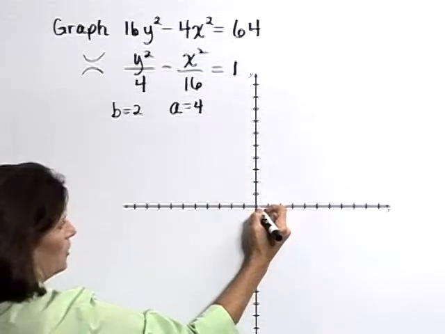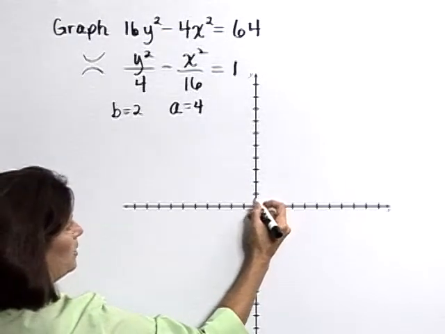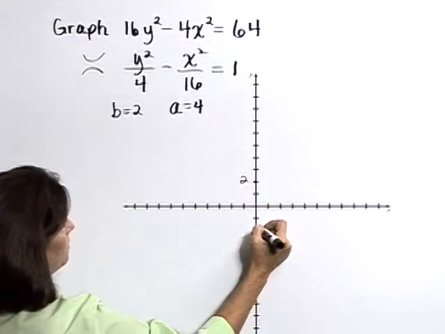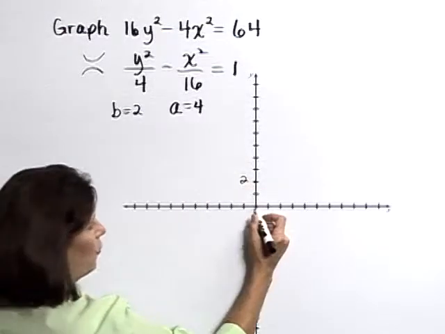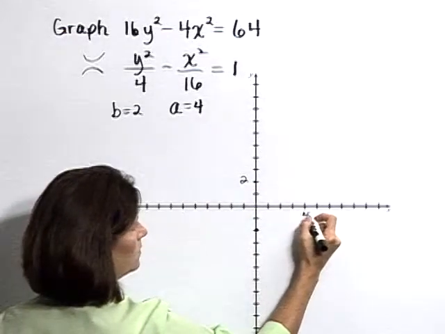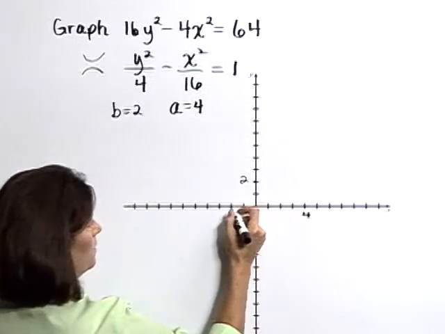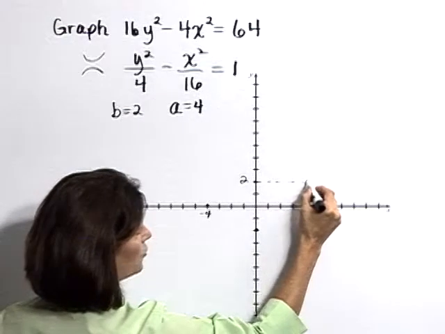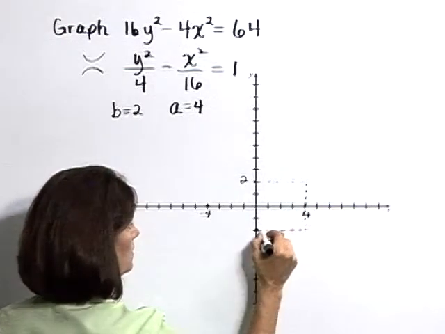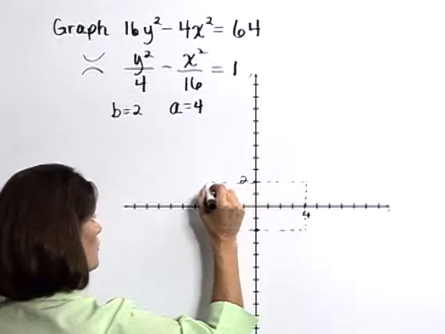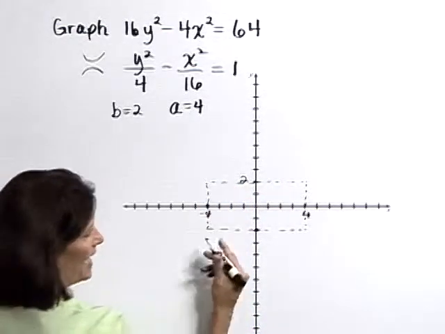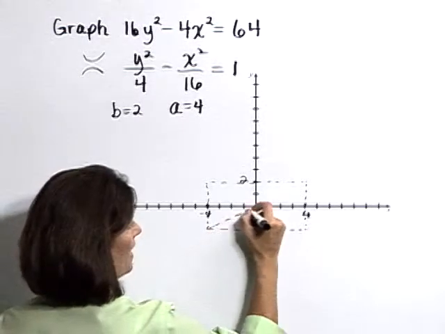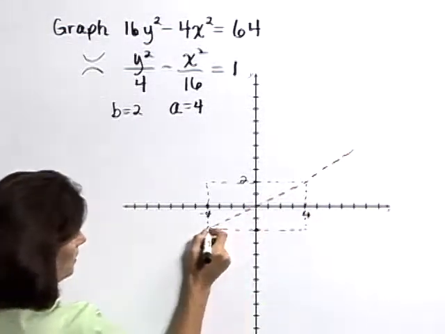So from the center, the origin, which is the center of this hyperbola, we'll go up 2 units, down 2 units. We'll go right and left 4 units. And let's use these points now to draw a reference rectangle. We'll use this reference rectangle and its diagonals to sketch our hyperbola. So draw the diagonals of this rectangle in place and extend them.